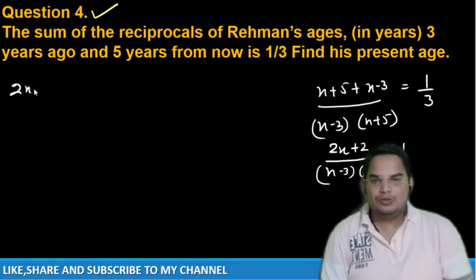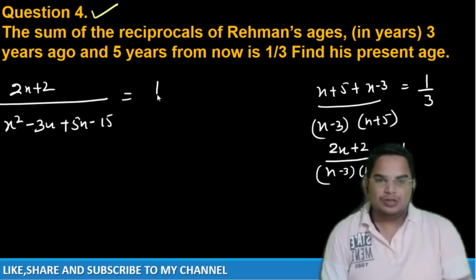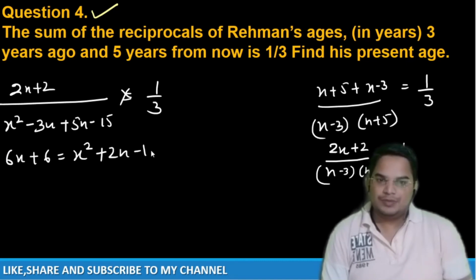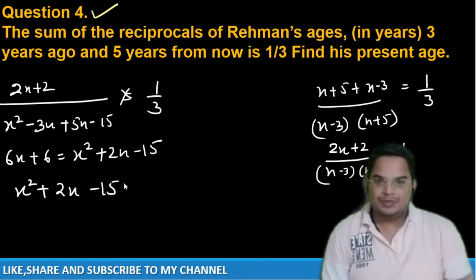So you can write down 2x plus 2 upon, do the multiplication, it becomes x square minus 3x plus 5x and after this minus 15 is equal to 1 upon 3. Do the cross multiplication, it becomes 3 2s are 6x, 3 2s are 6, x square 5x minus 3x, it becomes 2x minus 15. So I will transfer this value to this side, it becomes x square plus 2x minus 15 minus 6x minus 6 is equal to 0.